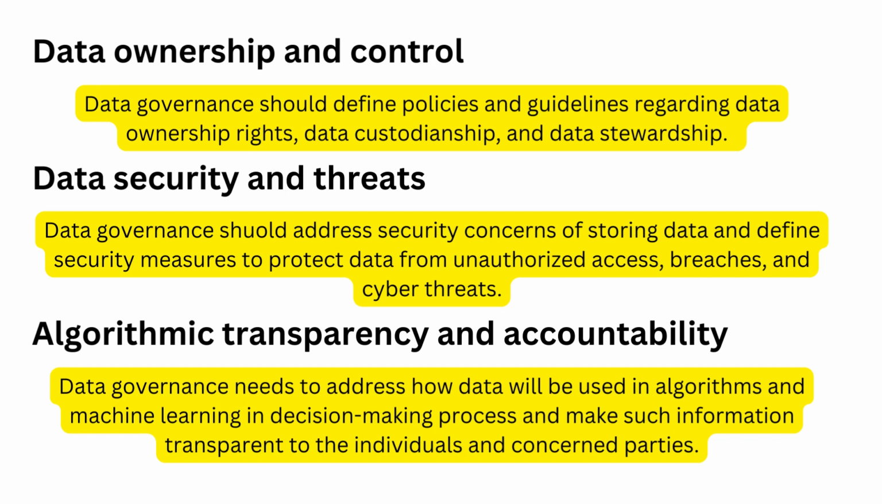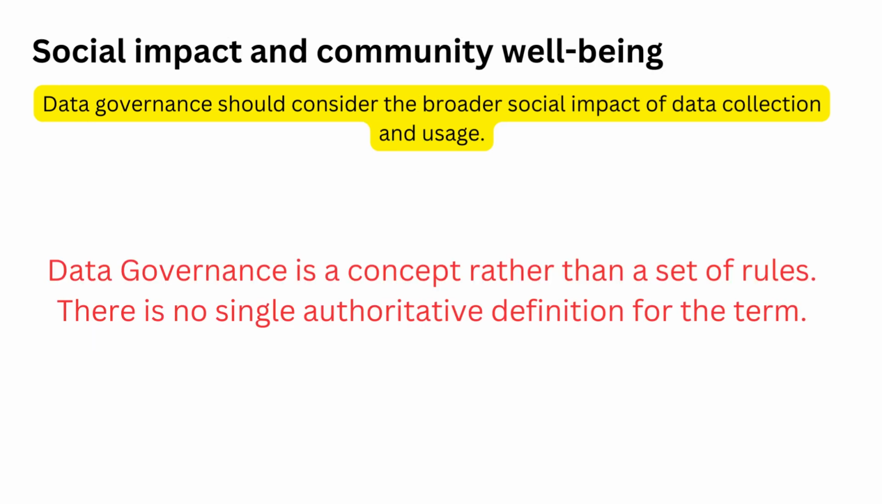Next is algorithmic transparency and accountability. With the increasing use of algorithms and machine learning in decision making, data governance needs to address the transparency and accountability of these algorithms. Organizations should ensure that their algorithms are understandable, explainable, auditable, and accountable. So these are the things that we need to consider.